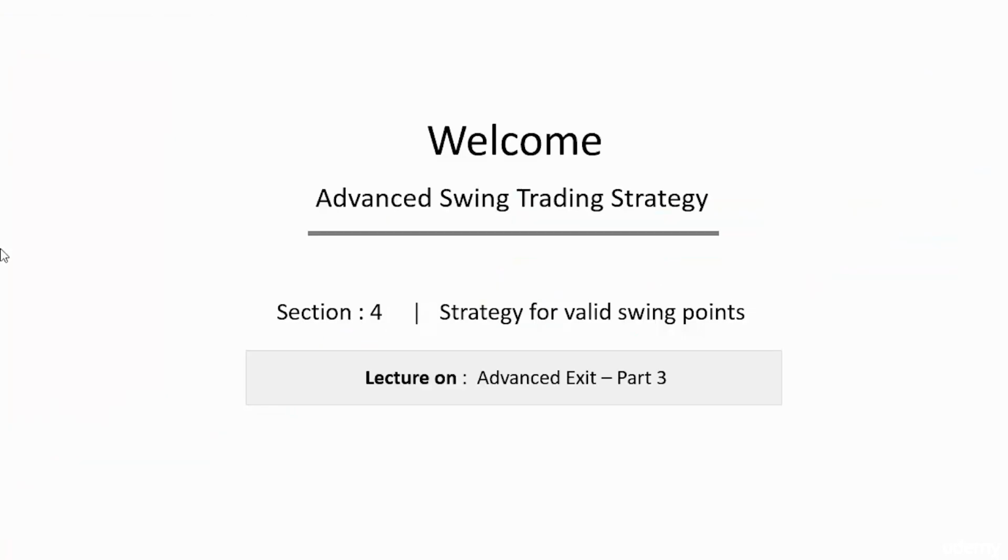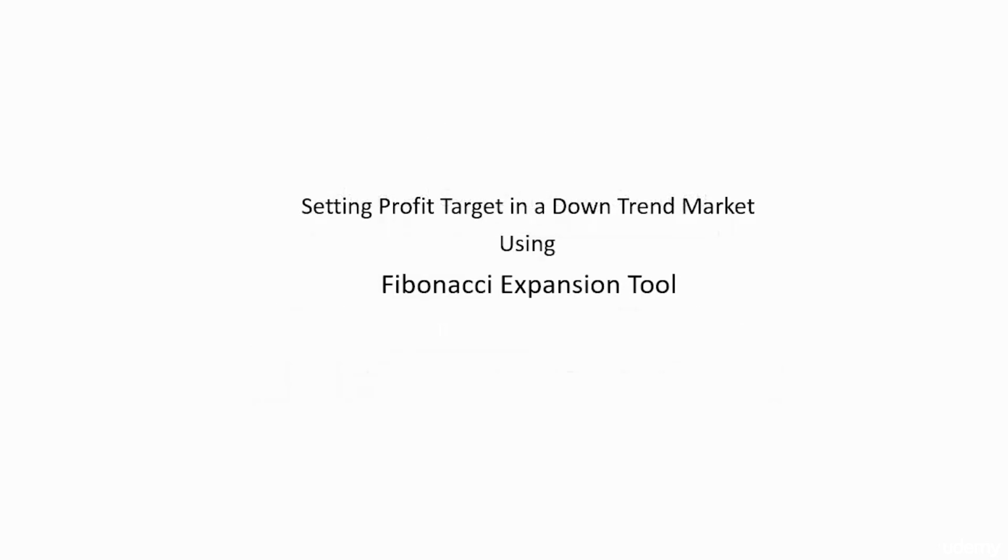Hello traders, welcome back. In the previous lecture, I discussed the usage of the Fibonacci expansion tool in an uptrend market to predict the most possible profit levels after we trade long. Now in this lecture today, I will show you how to use the Fibonacci expansion tool in a downtrend market to predict the most possible profit levels after we trade short on that trend. So let's flip to the MetaTrader terminal.